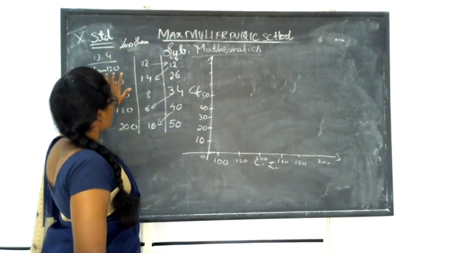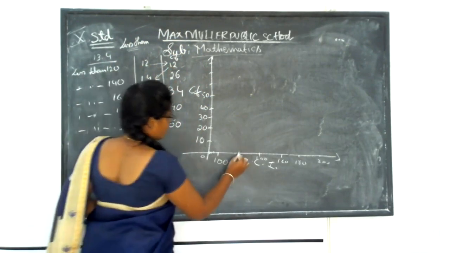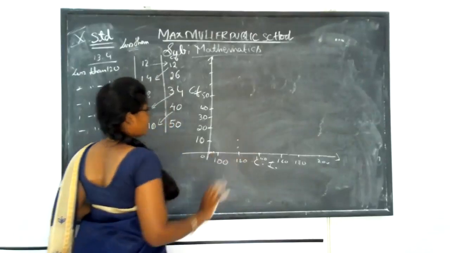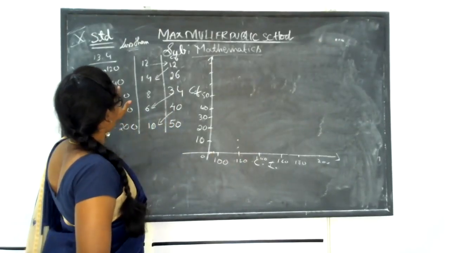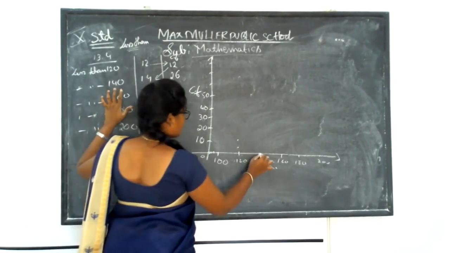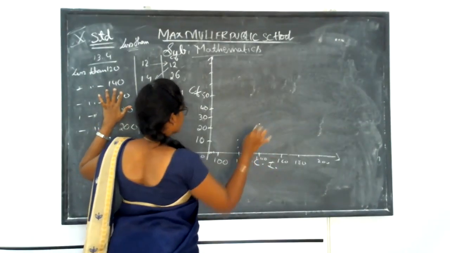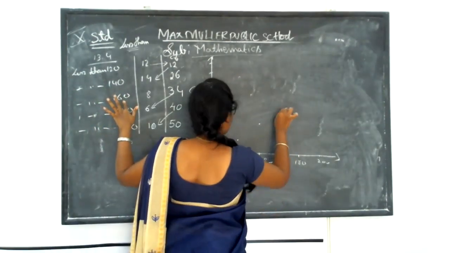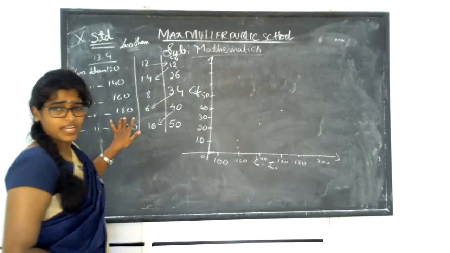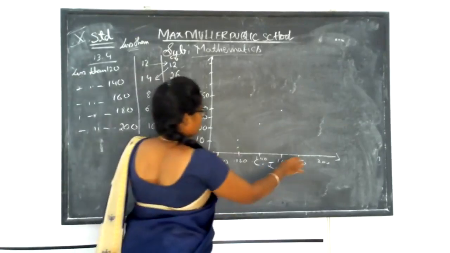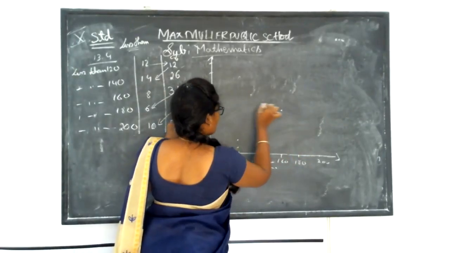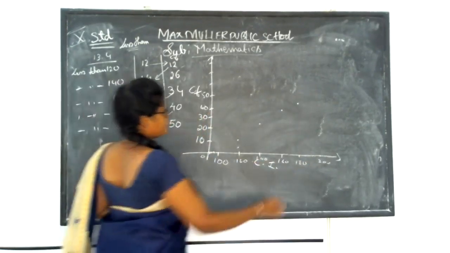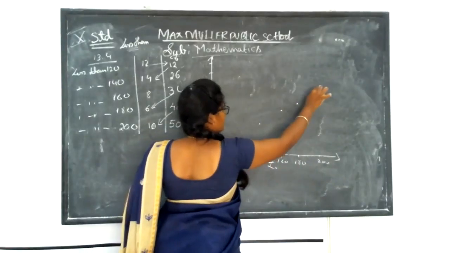Now, for 120, how much is it? 12. For 120, it is 12. It might come here. Next, for 140, it is 26. Then for 160, it is 34. For 180, how much is it? 40. Okay, then for 200, it is 50.